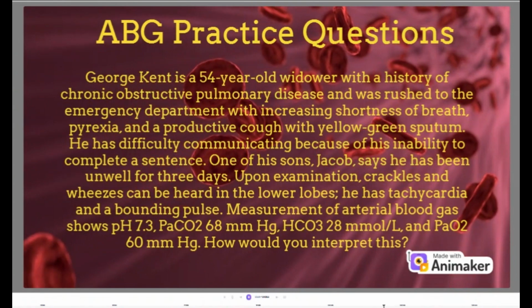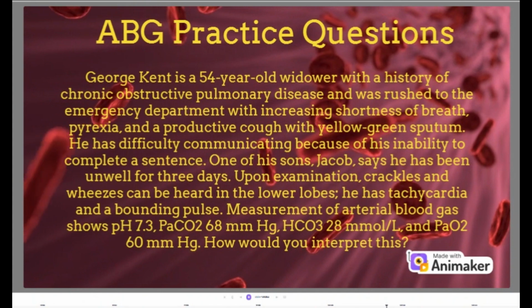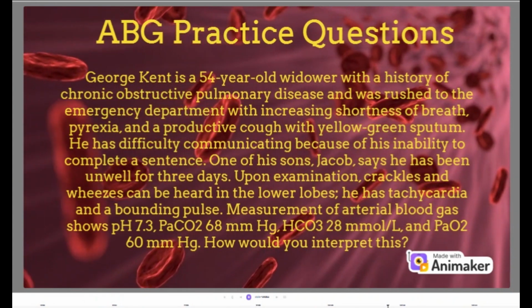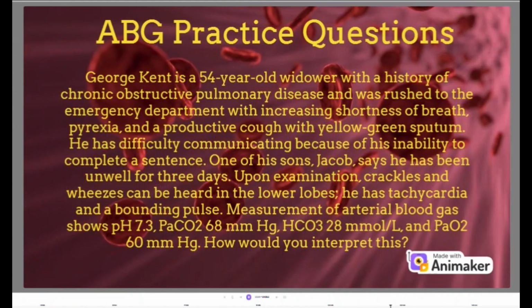Measurement of arterial blood gas shows pH 7.3, PaCO2 68 millimeters of mercury, HCO3 28 millimoles per liter, and PaO2 60 millimeters of mercury. How would you interpret this?